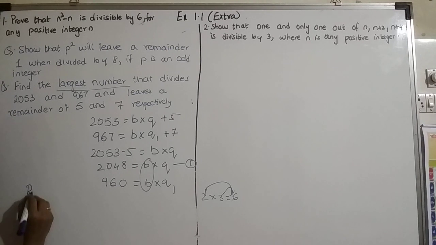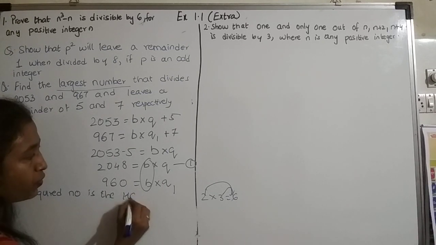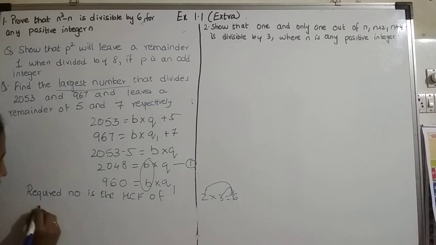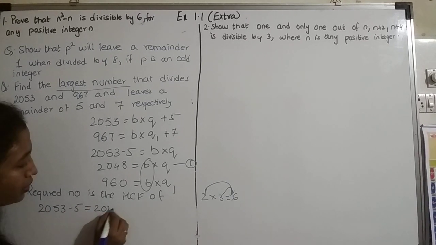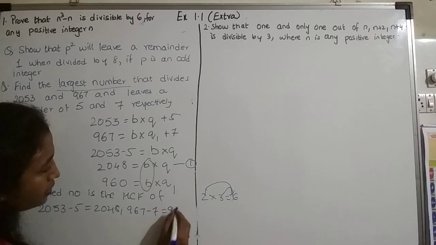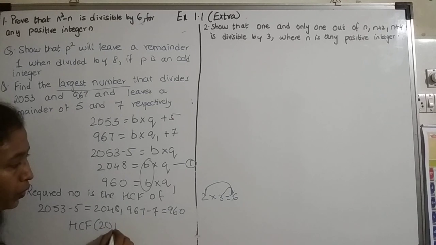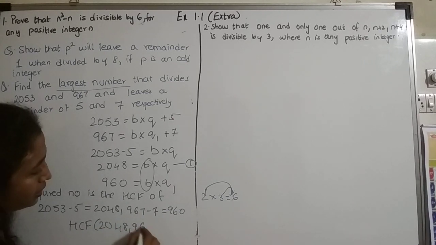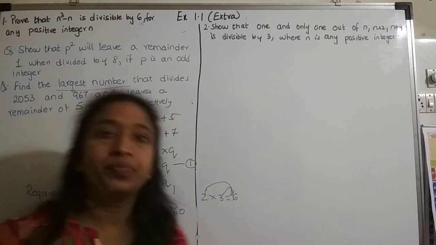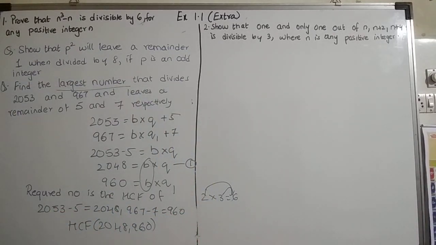To write the step, we just have to write that the required number is the HCF of 2053 minus 5, that is 2048, and 967 minus 7, that is 960. If you find the HCF of 2048 and 960, that is your answer. Correct? I hope you have understood this sum. Let's move to the next sum.